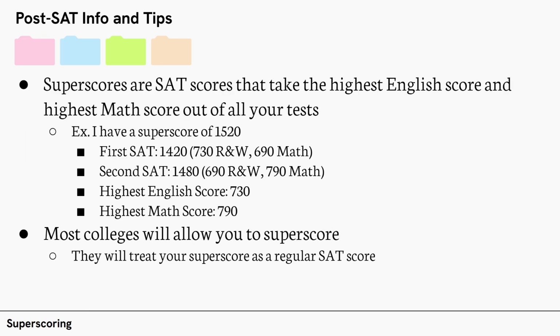So I mentioned super scoring, and a lot of you guys may not know what that is. Super scores are SAT scores that take the highest English score and the highest math score out of all of your tests. So for example, I have a super score of 1520. That's what I will be submitting to colleges that accept super scores. In my first SAT, I scored a 1420, and I got 730 on English and 690 on math. On the second SAT that I took, I got a 1480, and I scored a 690 on English and a 790 on math. As you can see here, my highest English score is a 730, while my highest math score is a 790. And so by combining those two highest scores, I have a super score of 1520.